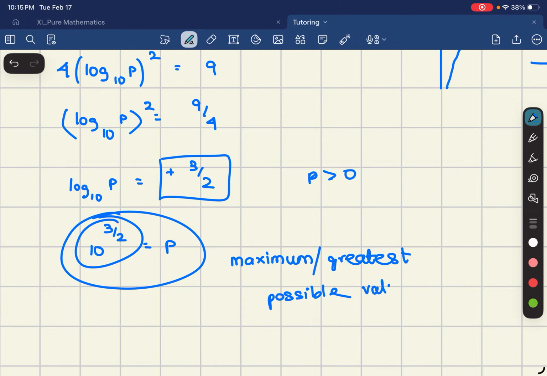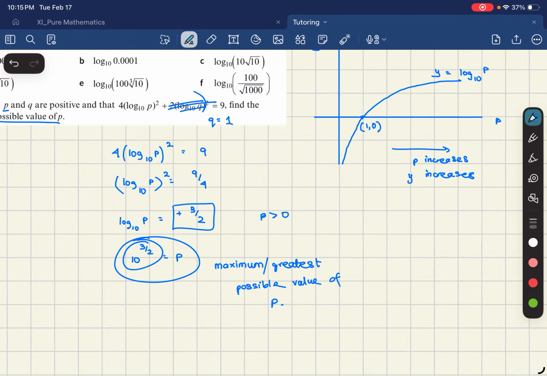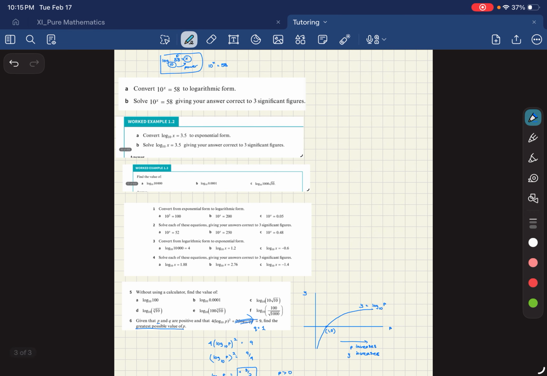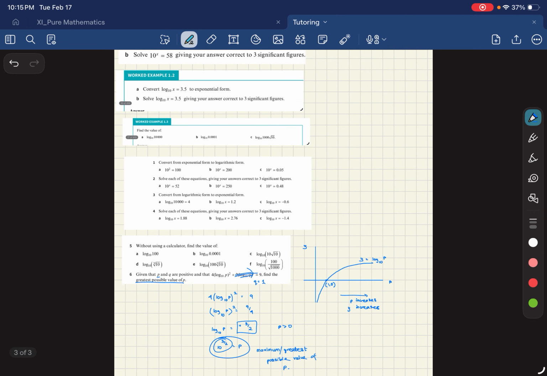possible value of P. And that is about it for the first topic, and we'll move on to more things that we have to discuss in this chapter.